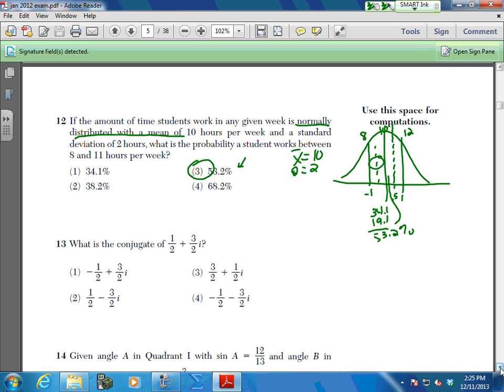The conjugate. The conjugate says take the same term, just change the sign in the middle. So look for the one, not changing the first, not changing anything else, just the sign in the middle. Don't change the orders. So we're looking to change the sign in the middle. That's the conjugate.